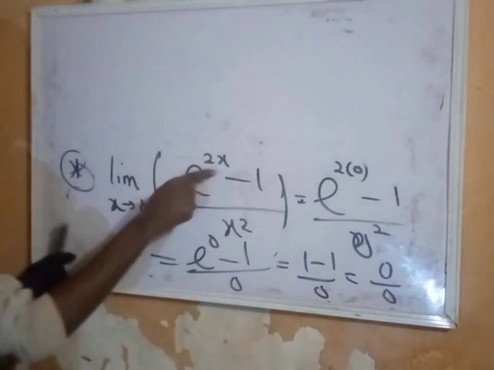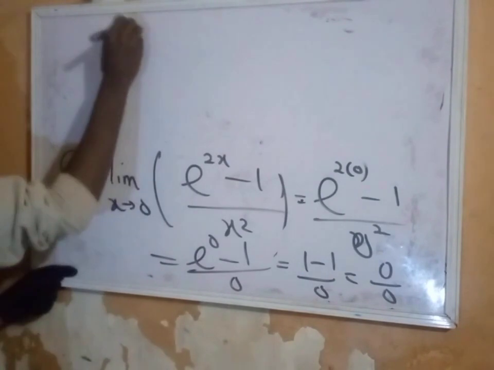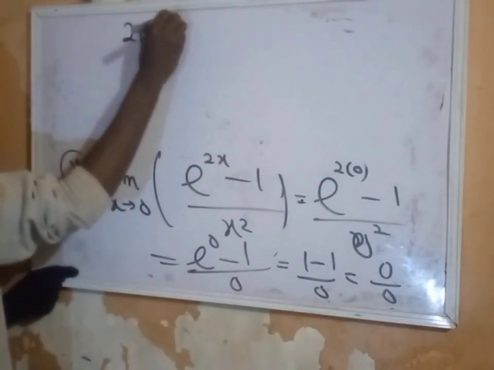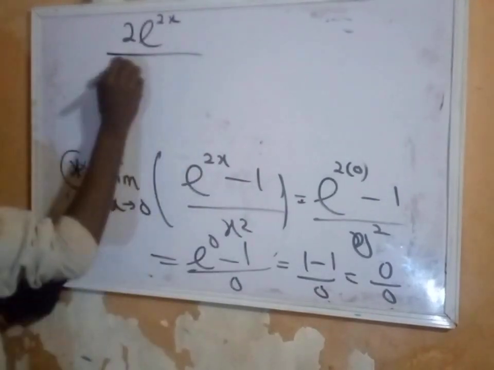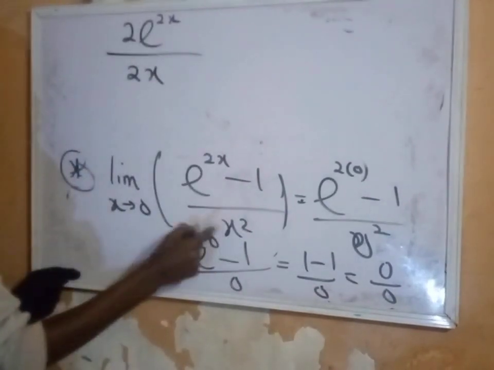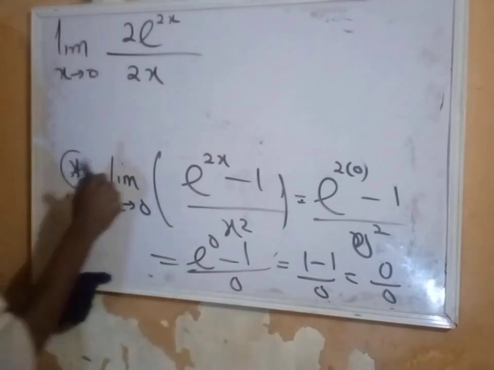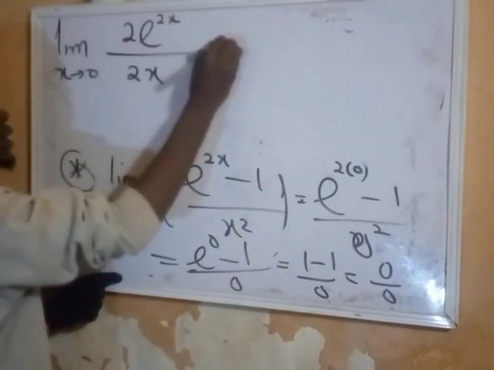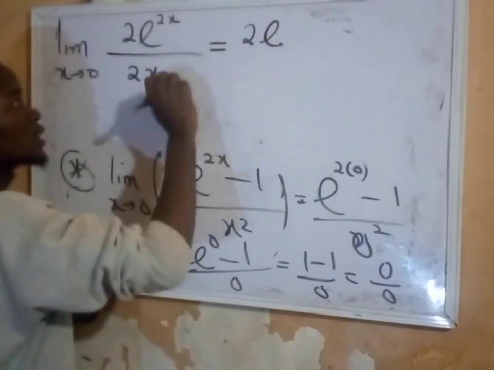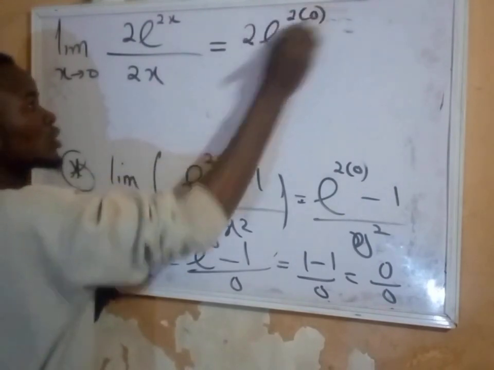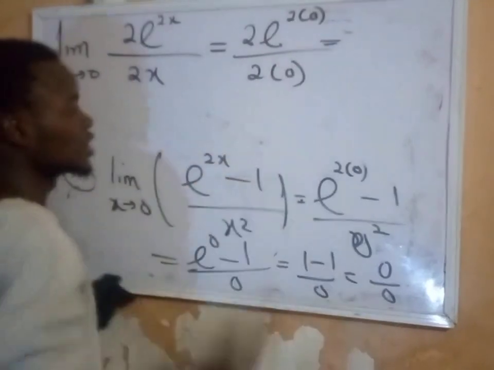So here, when we differentiate 2x, you take the 2 down, that is 2 exponential 2x, but differential of a constant value equals 0, right? Then let's differentiate the denominator. Differential of x squared, that is 2x. So we still take the limit as x tends to 0. So whenever we have 0 here, what are we going to do? We are going to have 2 exponential of 2 into bracket of 0, divided by 2 into bracket of 0.